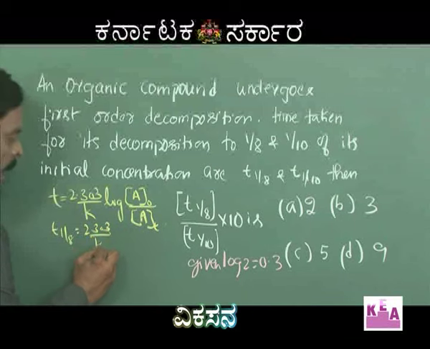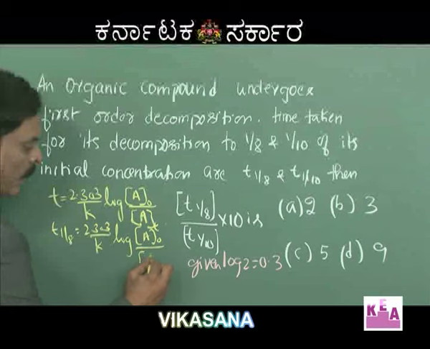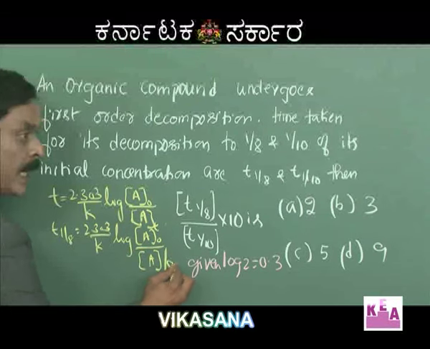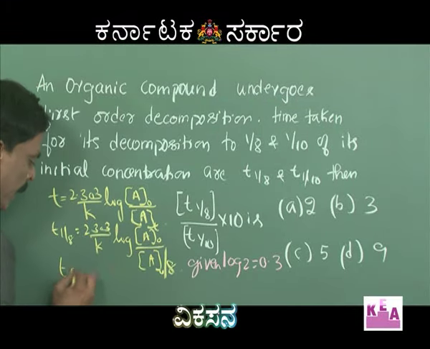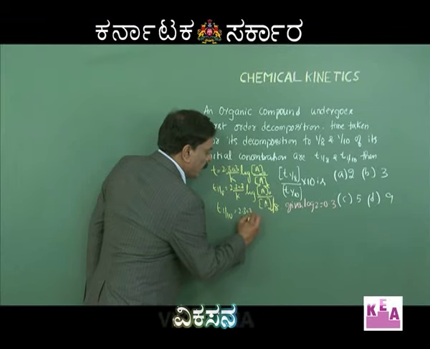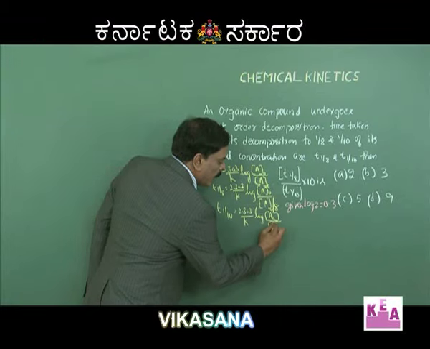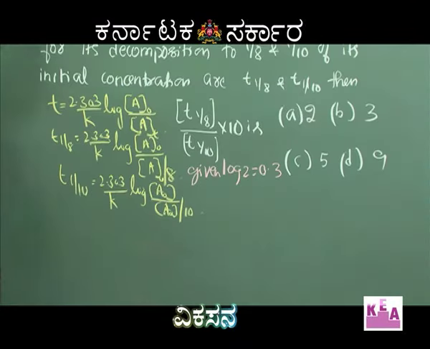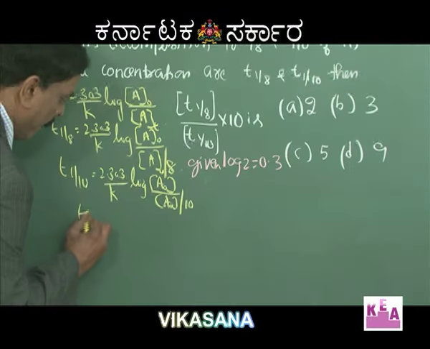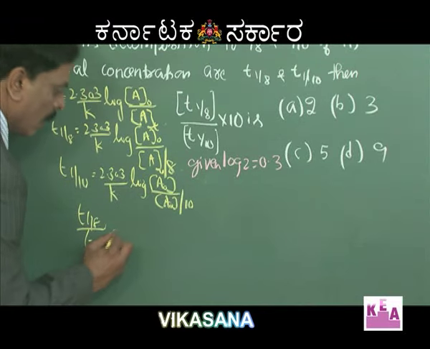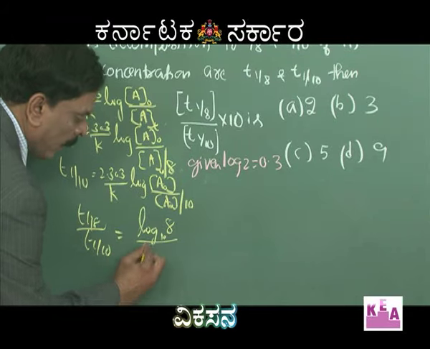T 1/8 will be equal to 2.303 by k into log of concentration of A naught by concentration of A naught by 8. Then T 1/10 is equal to 2.303 by k log of concentration of A naught by concentration of A naught by 10. Therefore, T 1/8 by T 1/10 will be equal to log 8 to base 10 by log 10 to base 10.